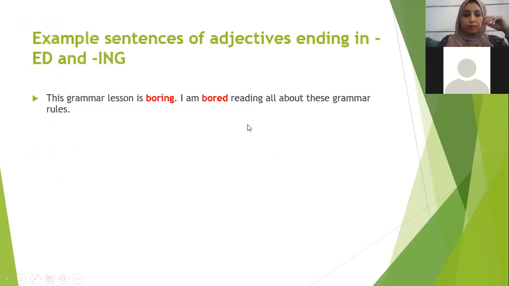Some examples so we can see the difference. So the grammar lesson is boring. So what caused me to be bored is the grammar lesson. Since this is the cause of the boredom, I use ing. But when I want to express how I feel about the lesson, you say I am bored, so ed. To express or to describe how you feel, not what caused the feeling.